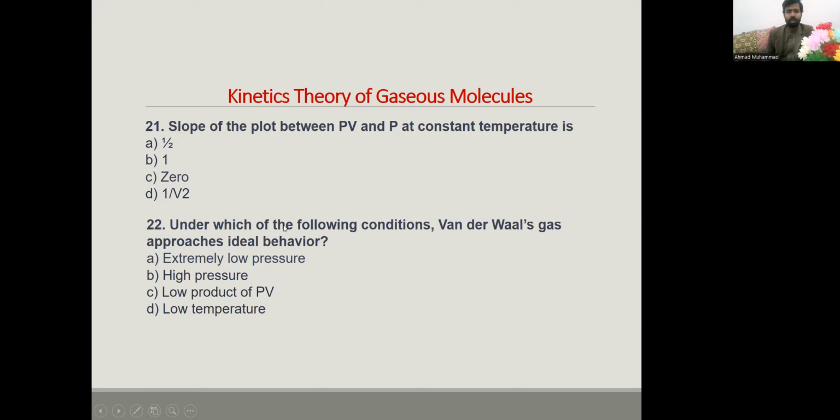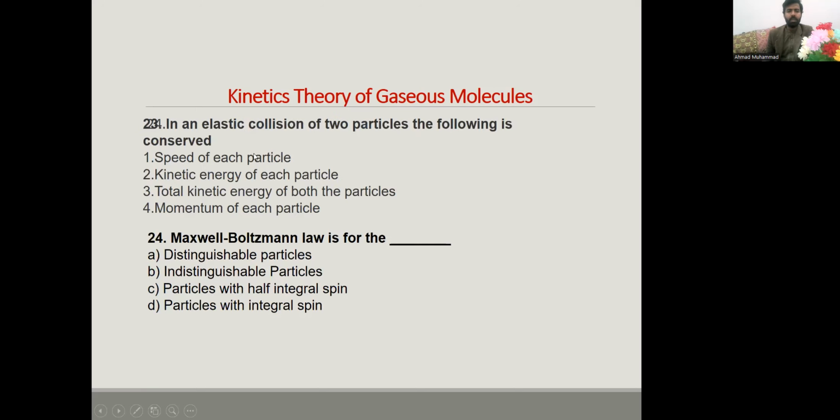Under which of the following conditions does a van der Waals gas approach ideal behavior? Extremely low pressure, high pressure, low product of PV, low temperature. So the right option is option A, extremely low pressure. In elastic collision of two particles, the following is conserved: speed of each particle, kinetic energy of each particle, total kinetic energy of both the particles, momentum of each particle. So the right option is C, the third option, total kinetic energy of both the particles.